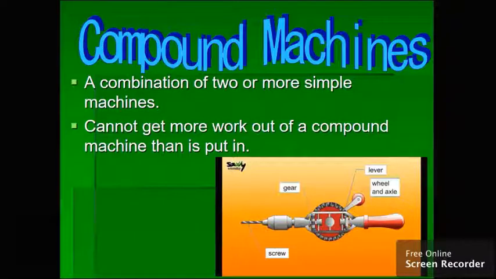So right there's an old-fashioned hand drill, and it shows you the different types of simple machines in there. The gear is another form of wheel. The lever is on the handle, the wheel and axle, so the handle can rotate. A screw on the tip. That's all there is to it.